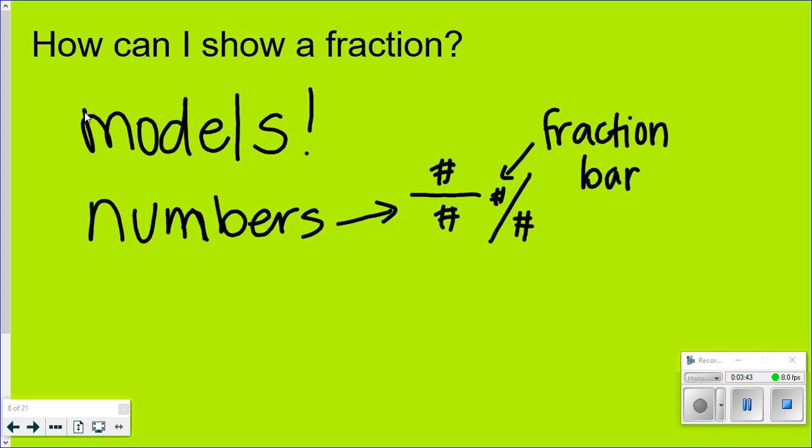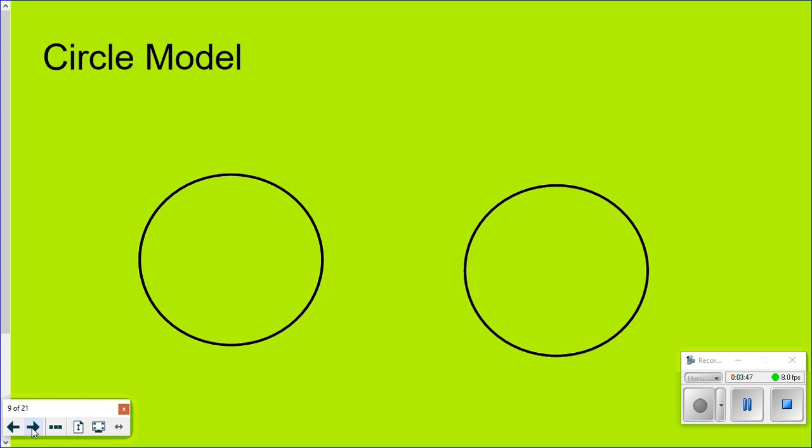So we're going to talk about the different models that we're going to see. So we're going to make a subtitle. Go ahead down your page. We're going to start with a circle model. Circle model is our first type of model that we're going to talk about. I will tell you the circle model is my least favorite. It makes me sad.